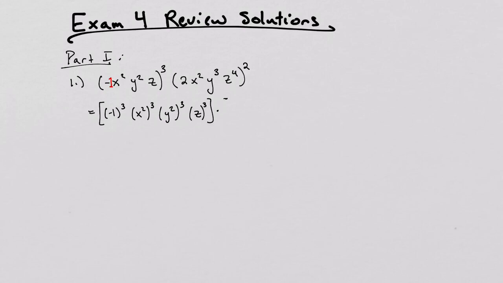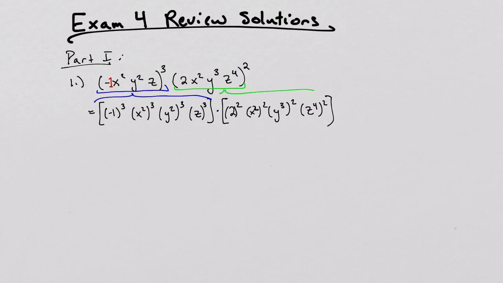And similarly, for the other one, we've got 2 squared times x squared squared times y cubed squared times z to the fourth squared. Now, if you want to skip this step, you're more than welcome to. I'm just trying to show every detail. So, just to remember, this part right here was this expression, and then this part right here was this expression.